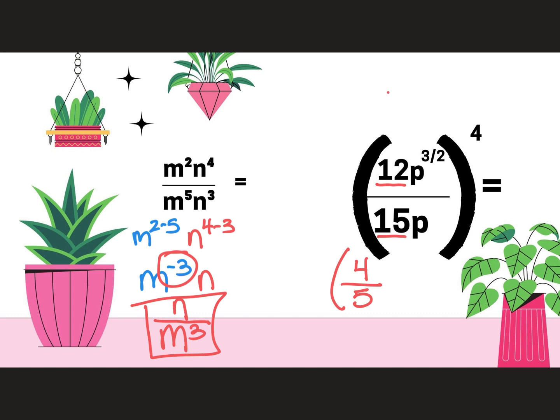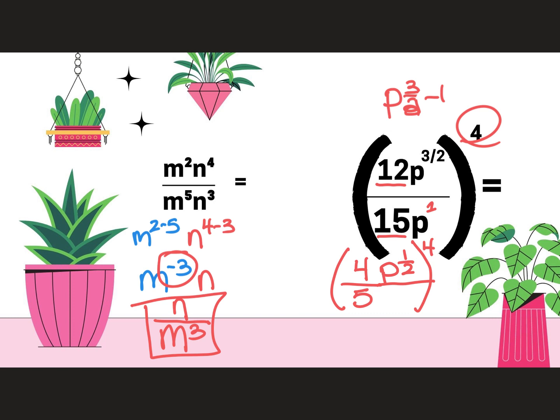So here, same base p. I have 3/2 minus 1, and remember, this exponent here is 1. What is 3/2 minus 1? Did you say a half? Perfect. So that p is on top. Here's my 1/2. Still, everything is raised to that 4th power.